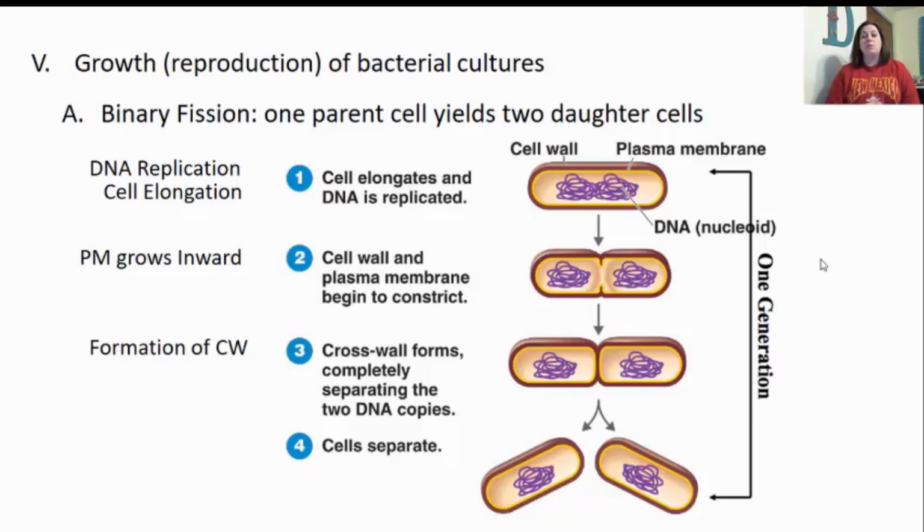This process starts with, of course, replicating the DNA. Remember that they have a single circular strand of DNA, and they are going to then replicate it. Once it is replicated, the cell is going to start to elongate. It's going to get longer. As it gets longer, it's going to start to divide in the center. This is going to allow the plasma membrane to grow inward, as well as the formation of the cell wall, until we finally have 2 distinct cells. All right, and so we go from having the 1 cell to having 2 distinct cells. This is the process of binary fission.